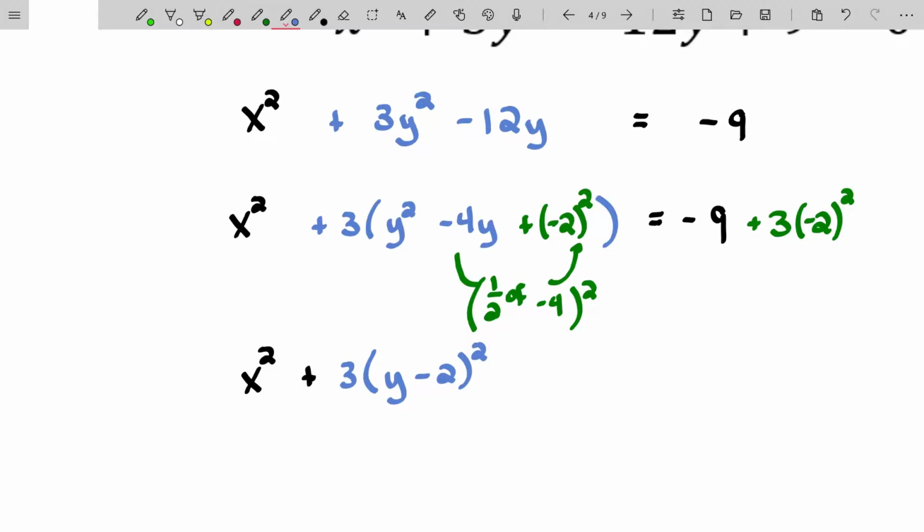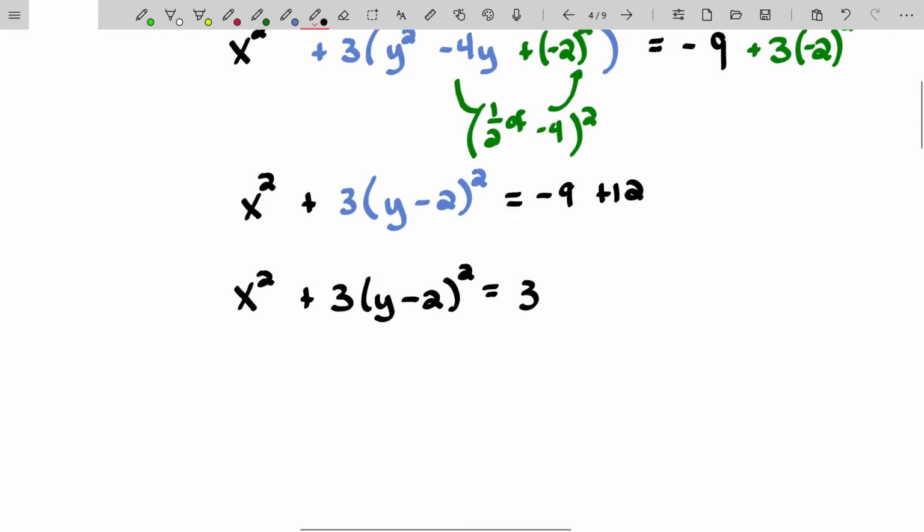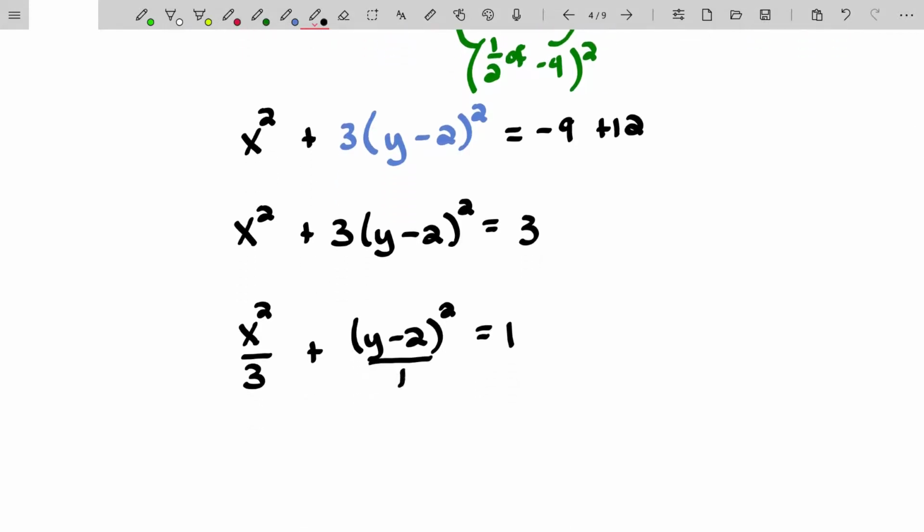That's just how completing the square works. And then on the right hand side, you have a -9 plus 12. And we now have x squared plus 3(y minus 2) quantity squared is equal to 3. Divide both sides by 3, and you will get x squared over 3 plus (y minus 2) squared is equal to 1. That (y minus 2) squared is actually (y minus 2) squared over 1.